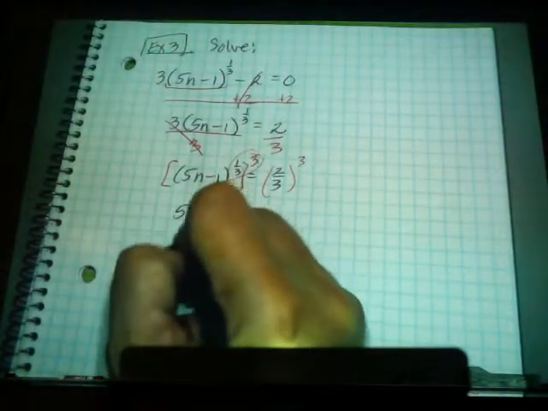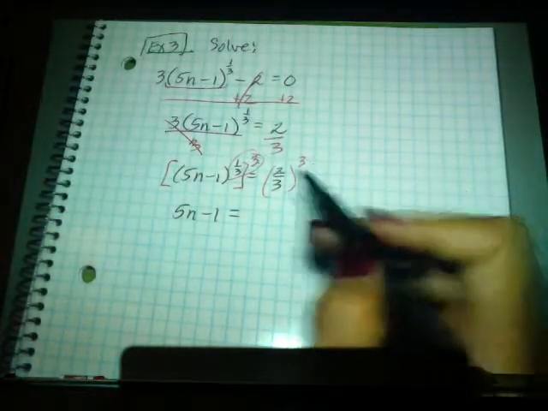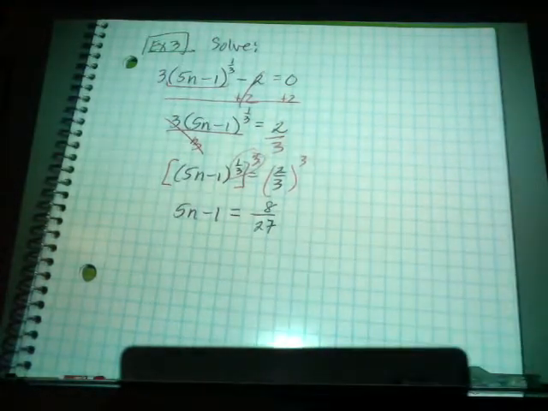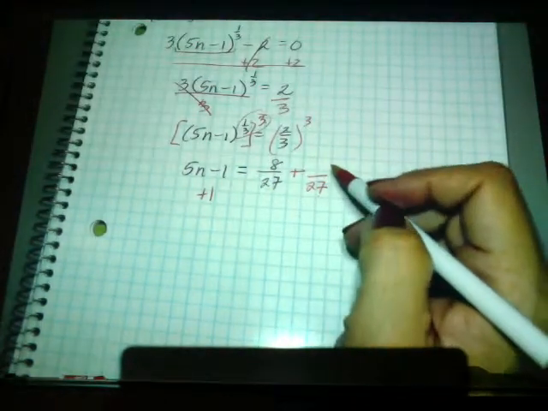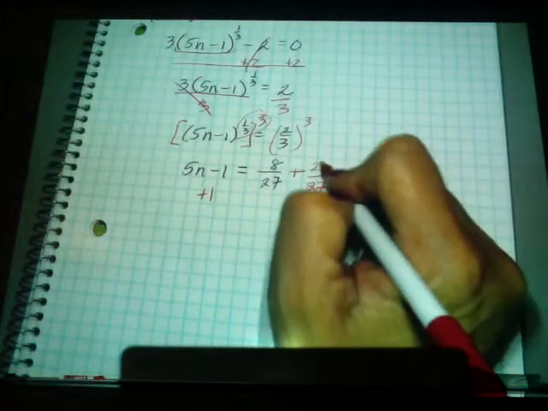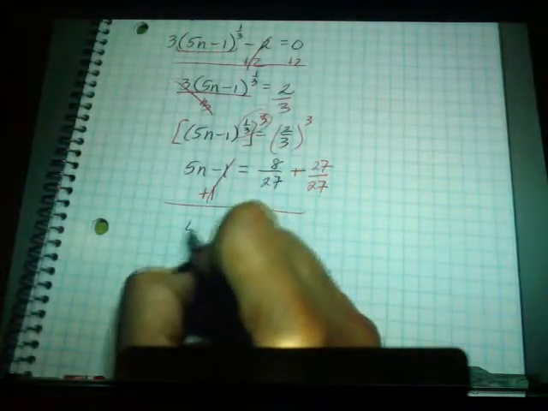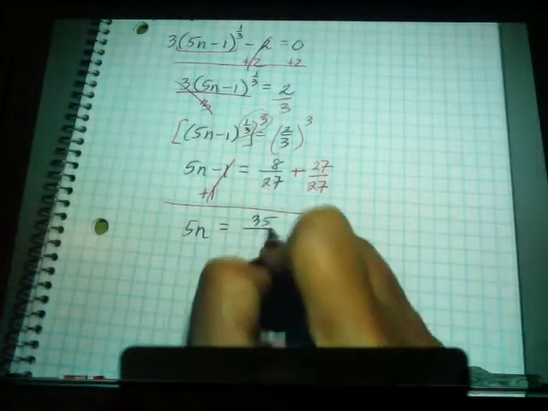So I end up with 5n minus 1 equals, I have to raise the numerator to the 3rd power and the denominator to the 3rd power. So 2 to the 3rd is 8, 3 to the 3rd is 27. Then to solve for n, I'm going to add 1 here, but I don't want to add 1. I want to add something over 27 because I want like denominators that is equivalent to 1. So what would that be? 27. So I end up with 5n is equal to 8 plus 27 is 35 over 27.